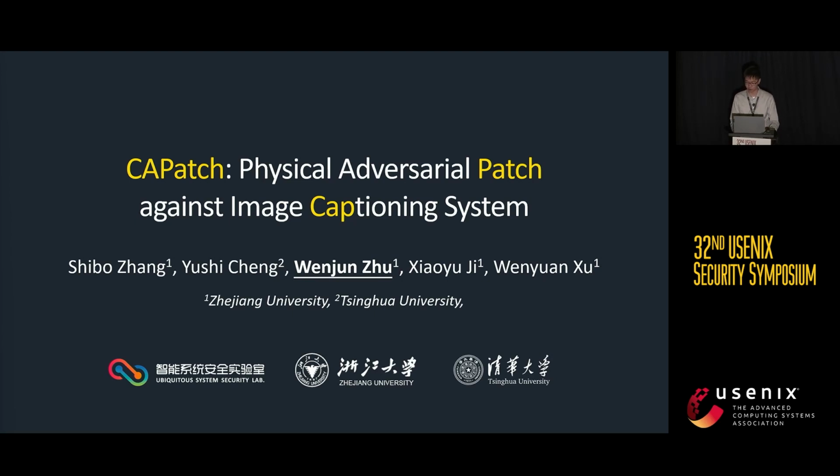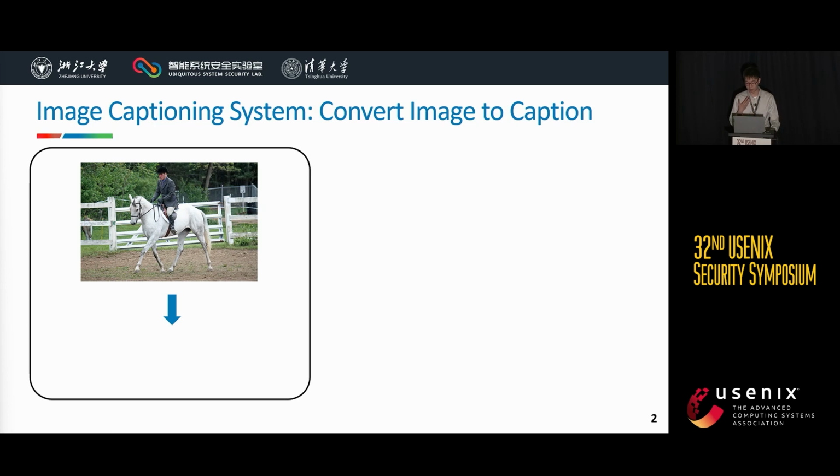I'm going to introduce another work of ours, CAPatch, a physical adversarial patch against the image captioning system. An image captioning system is a deep learning based system that aims to generate a text description for an image. For example, given this picture, the generated caption should be: a man riding on the back of a white horse.